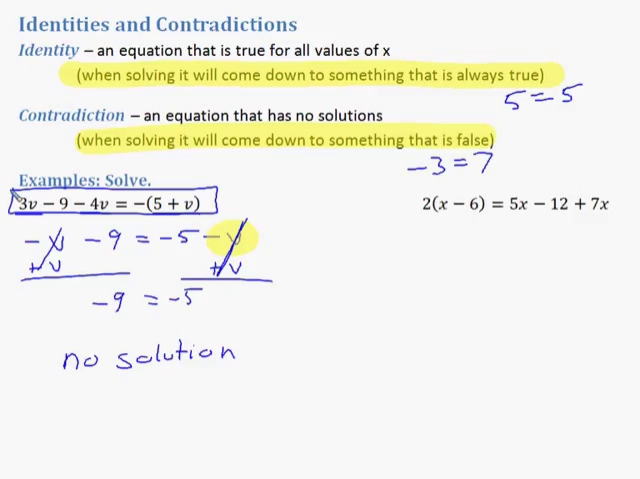Coming to the next one, we can simplify each side of this. So on the left side, we can distribute, and we get 2x minus 12. On the right side, we have some like terms. 5x plus 7x is 12x. 12x minus 12.